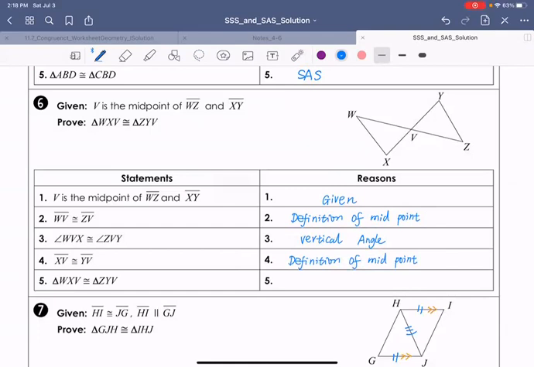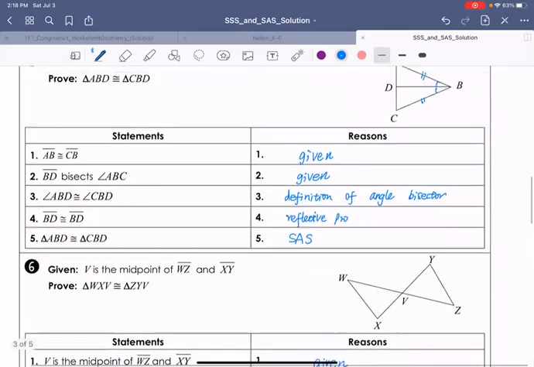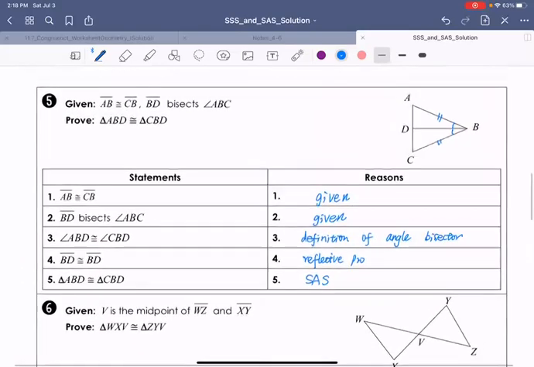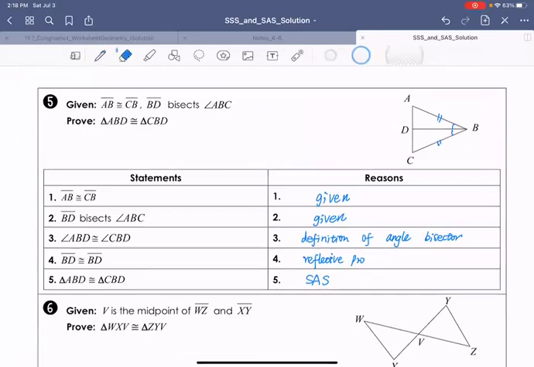Number 5 is SAS. Okay, very good. Now, Branson, look at number 5.